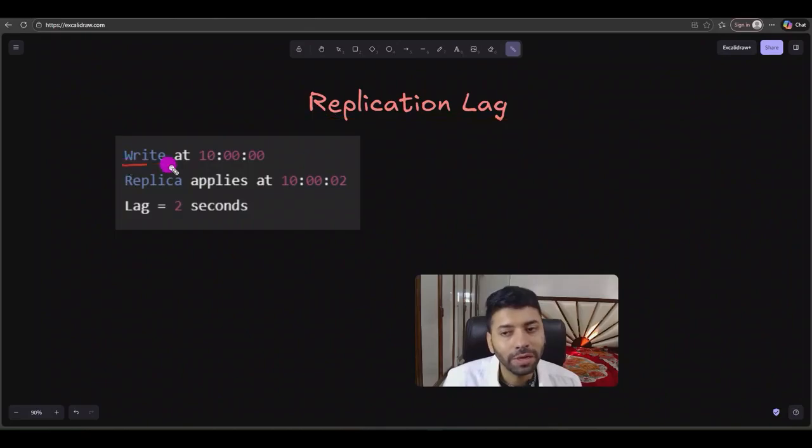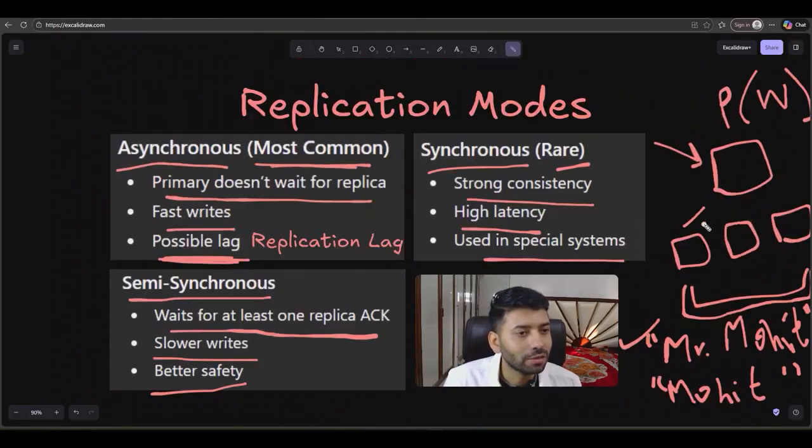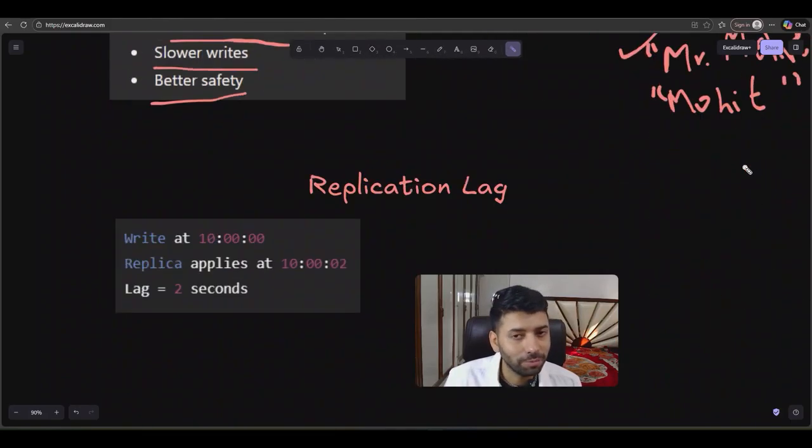How? Say for example, the write operation happened in the primary at time 10:00:00, and then in the replica, the change is applied at about 10:00:02. So the lag is 2 seconds, correct? The replica machine is behind the primary by 2 seconds. So it takes 2 seconds for the replica to update and match the primary, correct?